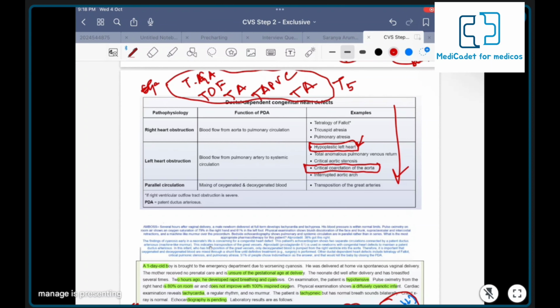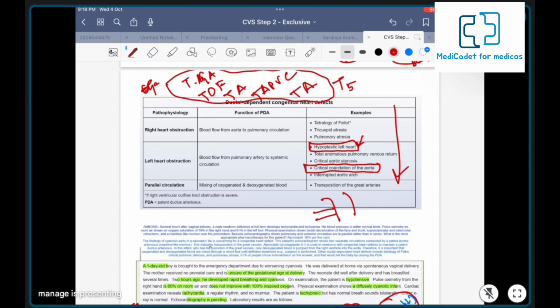What is this critical coarctation of aorta? So we will have a quite small discussion about that here. Coarctation of aorta, we have a constriction in the aorta that we know. It is of two types. What differentiates them is whether this obstruction is above the PDA or below the PDA.